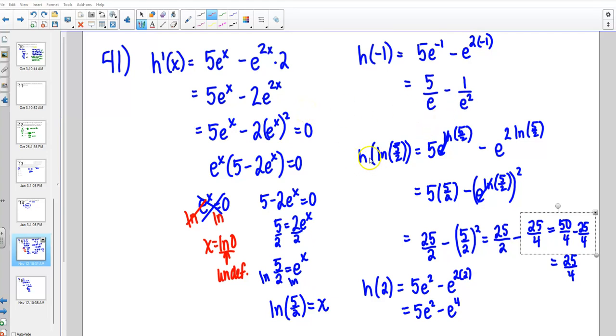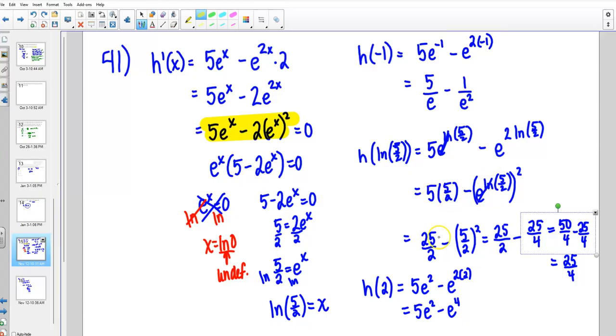For h of natural log of 5/2, you're going to have 5e to the natural log of 5/2. The e and the natural log cancel. Over here, the e and the natural log do not cancel because of that 2 in between. But if you rewrite that as e to the natural log of 5/2, squared, or if we just plugged it back into this line right here, that might have been easier. I might should have done that from the beginning. Then the e and the natural log can cancel.